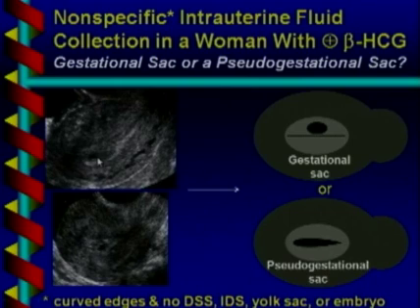In each one of them, we see a little fluid collection in the uterus. I would call these so-called non-specific fluid collections. What do I mean by non-specific? Well, they have little rounded edges. There's no double sac sign, DSS is double sac sign. There's no intradecidual sign. There's no yolk sac. There's no embryo. Just a little non-specific fluid collection in the uterus in these women who came in as rule-out ectopic patients.